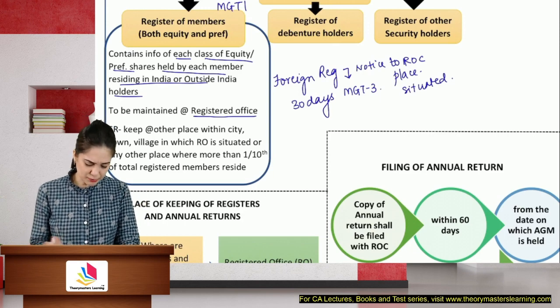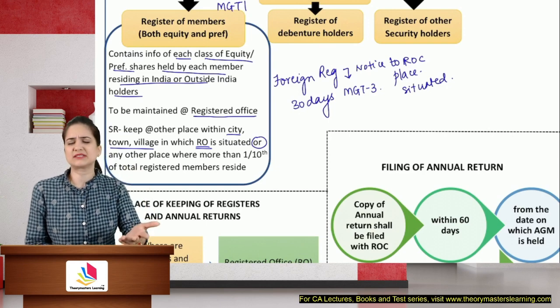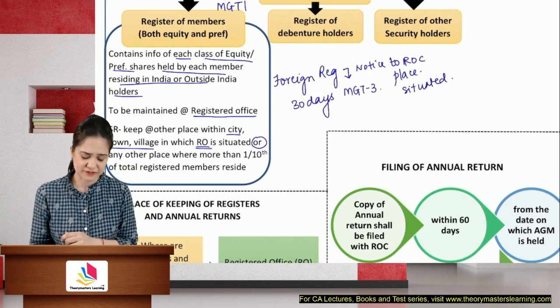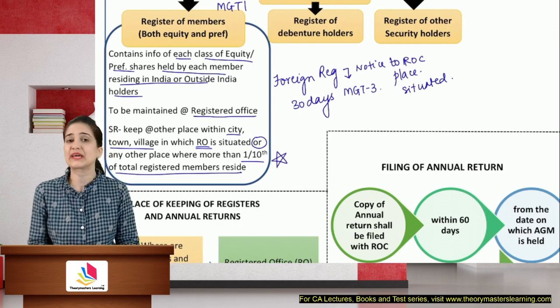So that is not a problem. You can keep it at any other place within the same city, town, village where the registered office is situated. Or you can also keep it at some other place other than the city, town, village where the registered office is situated, but more than 1/10 of the total registered members reside. This limit is important for case-based question.